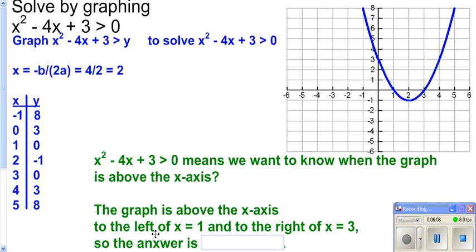So you could say to the left of 1, x is less than 1. To the right of 3, x is greater than 3. So that's your answer. Number 2, when is your quadratic greater than 0?